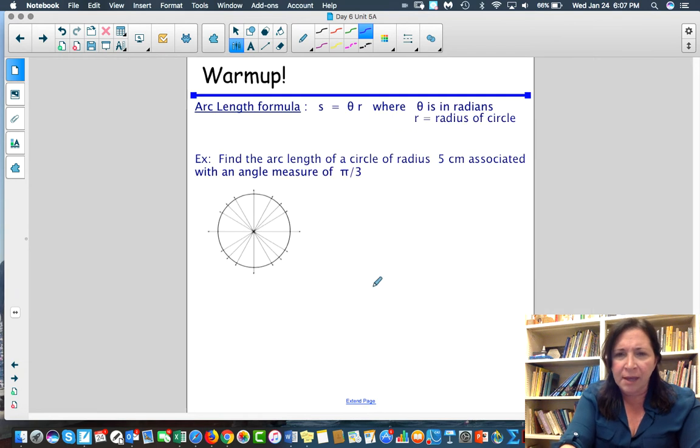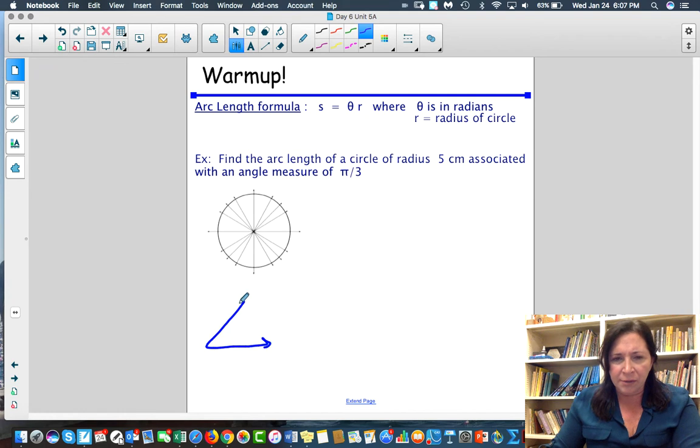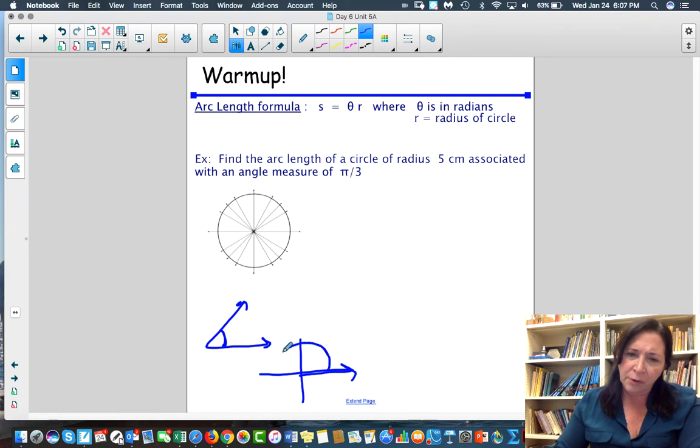This warm-up is something similar to what you did in geometry at the end of last year, and you were looking for arc length. Now, I know when we start in geometry, you are talking about angles and you're dealing with this angle inside here. And then in Algebra 2, what we've started to do in Trig Advanced is talk about an angle that starts here on our initial side and then goes around the circle this way, okay?